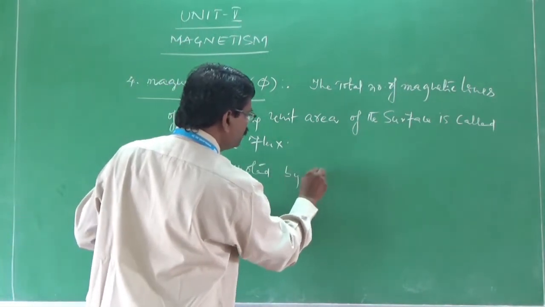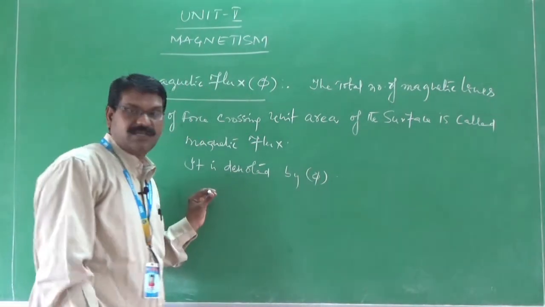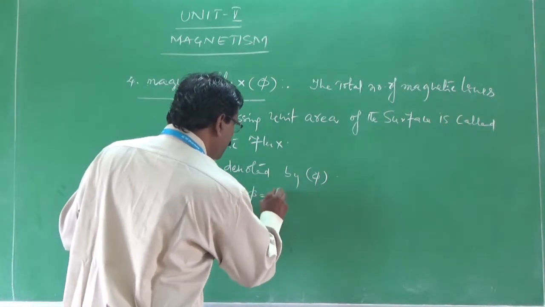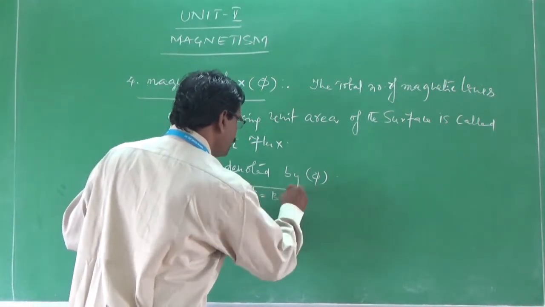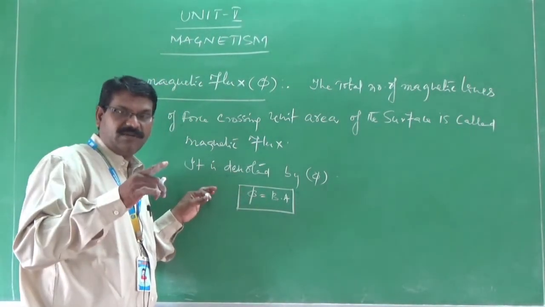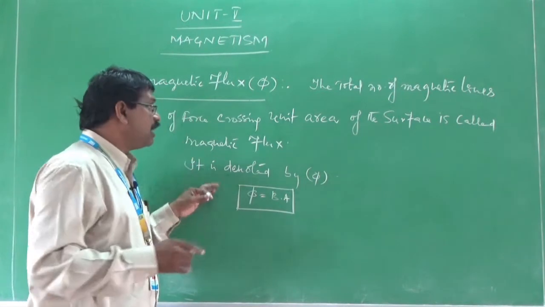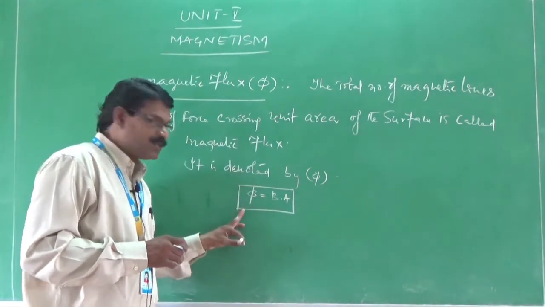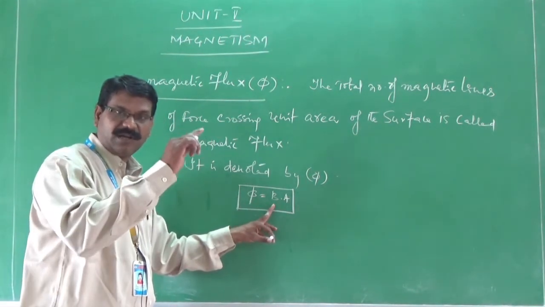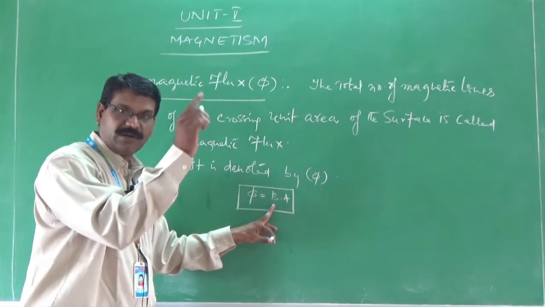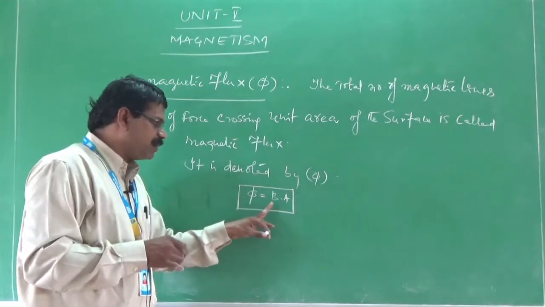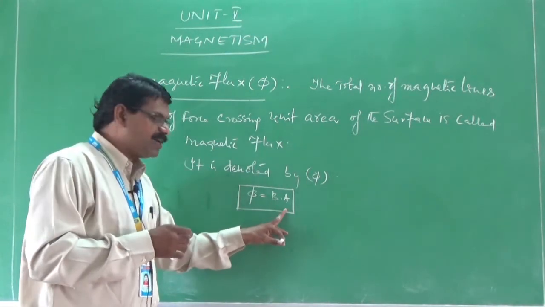How do we represent this magnetic flux in mathematical representation? I am taking phi is equal to B into A. So there is a slight difference between the previous definition and the present definition. Magnetic field strength is denoted by B and magnetic flux is denoted by phi. My phi is called magnetic flux, my B is called magnetic field strength or magnetic field induction, whichever name we can call it. Therefore phi is equal to B into A, and A is called area of cross section.